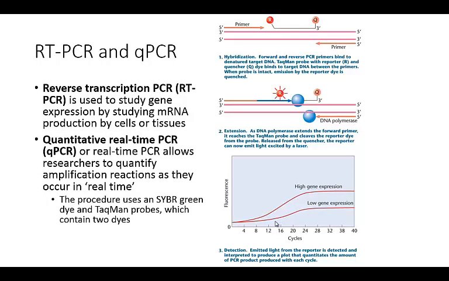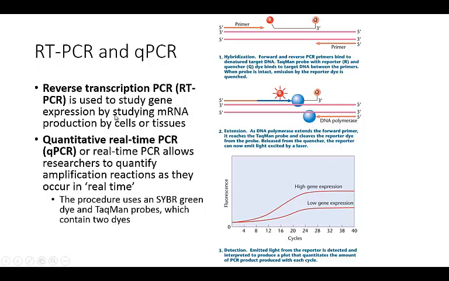RT-PCR and qPCR are 2 other techniques that are used to look at gene expression in a cell. Reverse transcription, or RT-PCR, is used to study gene expression by studying the mRNA production by cells or tissues. So you've got your DNA in here. It's going to go through the reverse transcription process so the cDNA is made. After that, there's this quencher and probe that are on here. When the primer comes through, when the polymerase comes through, it's going to light this up. As it continues, it's going to eventually hit this quencher, and that's going to make this level go down.